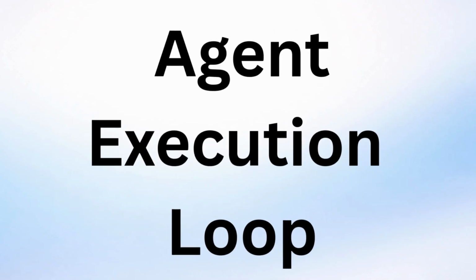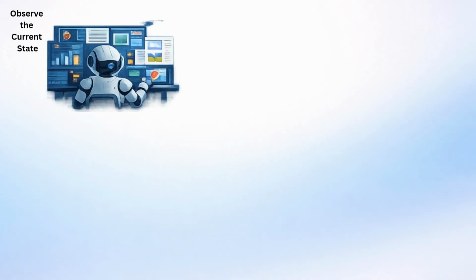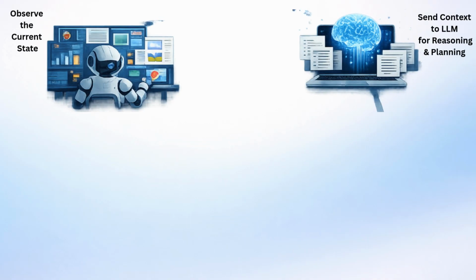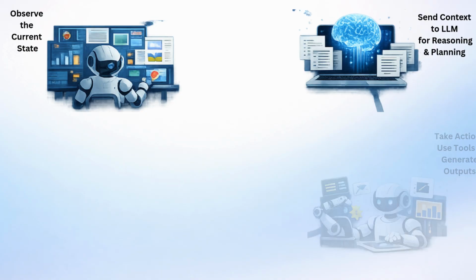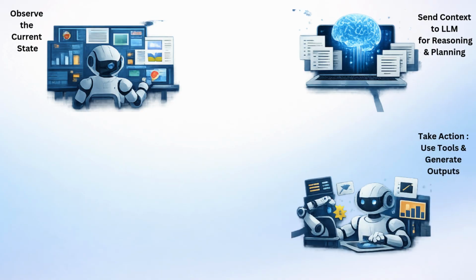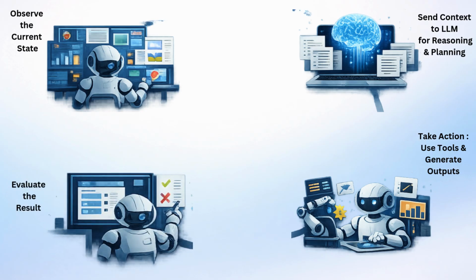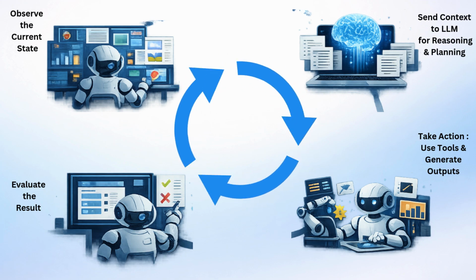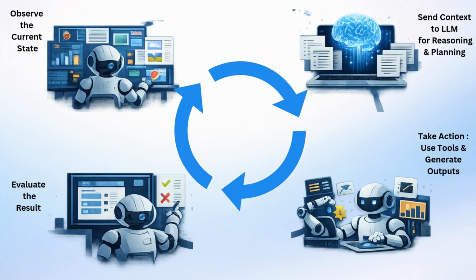Every AI agent operates in a loop. First, the agent observes the current state. Then it sends that context to the LLM for reasoning and planning. Next, the agent acts by invoking tools or producing outputs according to the LLM's instructions. Finally, it evaluates the result and decides whether to continue the loop. This process repeats until the goal is achieved or the task is stopped.